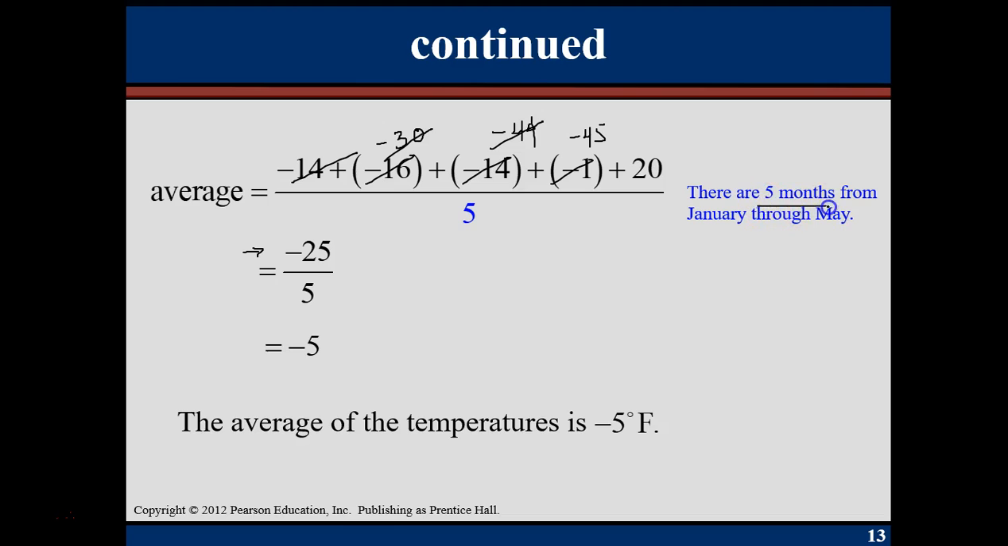And then I had 5 months from January through May. So now I need to divide by 5. Negative 25 divided by 5 is negative 5. So the average of the 5 temperatures is negative 5 degrees Fahrenheit. And that's how you use PEMDAS to solve problems.